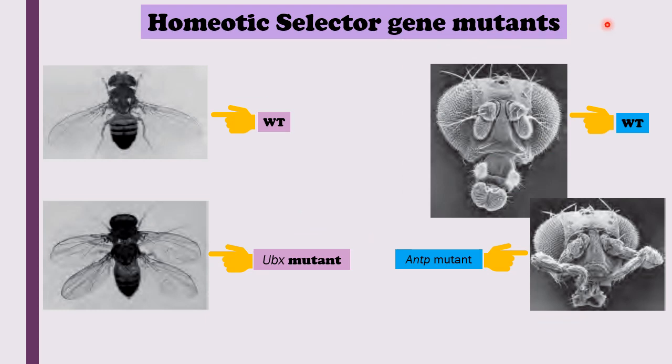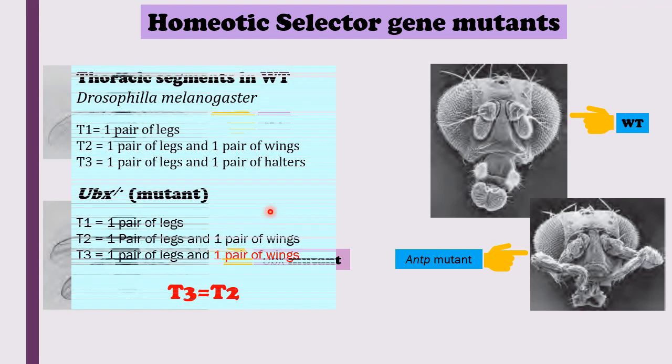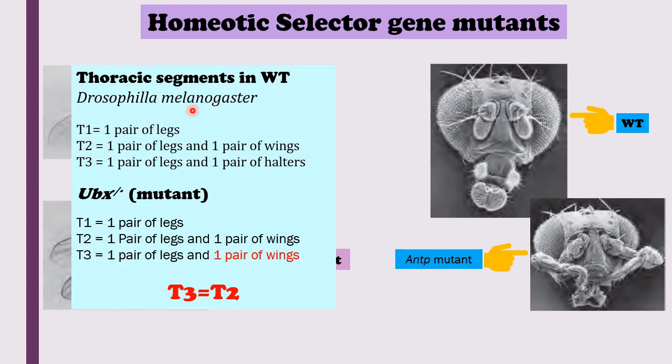So in the beginning only I told you that the mutation of these homeotic genes leads to development of body appendages or body organ at inappropriate body position. So there are two mutant cases of homeotic selector gene that are widely explored. The first one is ultra bithorax mutant. So what happens is that in wild type Drosophila melanogaster there are three thoracic segments. Each thoracic segment has a pair of leg. In case of thoracic segment 2, apart from a pair of leg, there is a pair of wing. In thoracic segment 3, apart from a pair of leg, there is one pair of halter also.